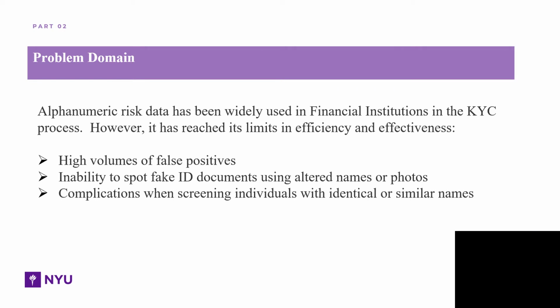The problem domain is that alphanumeric risk data has been widely used in financial institutions. However, it has reached its limit in efficiency and effectiveness. So the traditional way of KYC has three major issues. First of all, it has a very high volume of false positives. And second is the inability to spot fake ID documentation using altered names or photos.